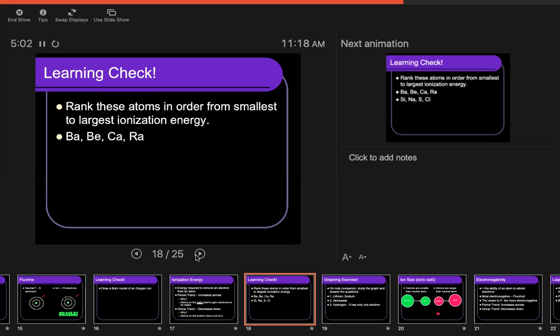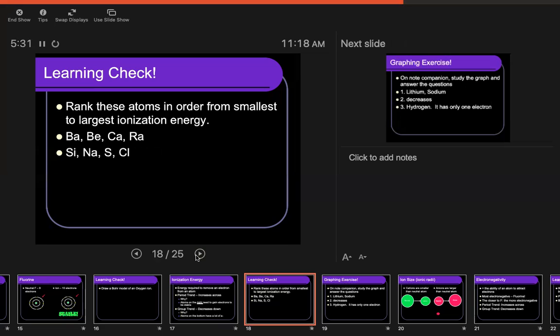Well, since they're all in the same group, let's look at our group trend. What happens as I move from top to bottom, I decrease. So the smallest of these is what? Ra. So now I have my smallest is radium, and then I would just simply read up my list. Radium, then barium, calcium, and beryllium. Does that make sense? All right, let's do another set just for some more practice here.